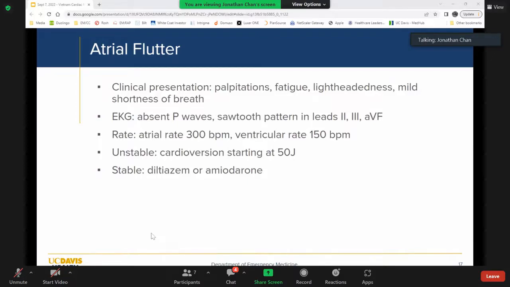Usually the rate goes pretty quickly. Sometimes you'll see the atrial rate, like the rate in the atrium, going about 300 beats per minute, while the ventricles are going about 150 beats per minute. So atrial flutter can sometimes go pretty quickly.